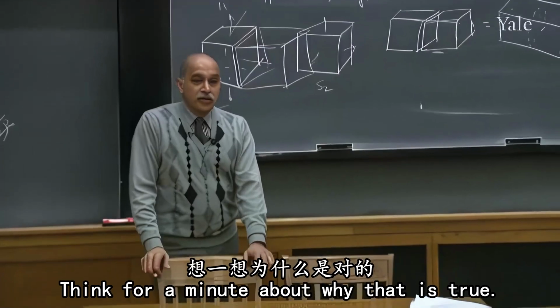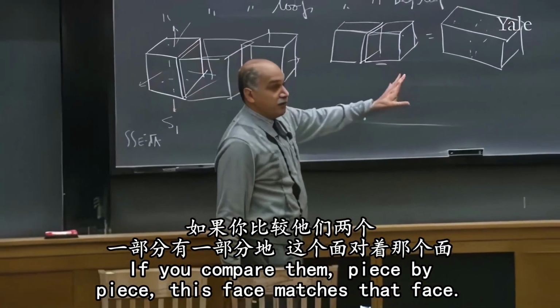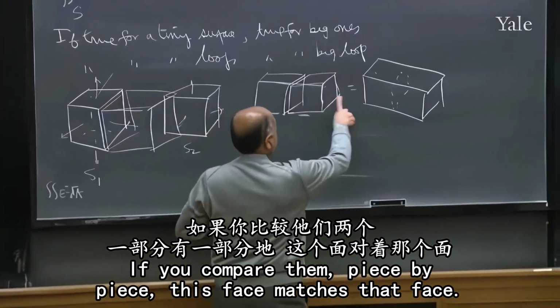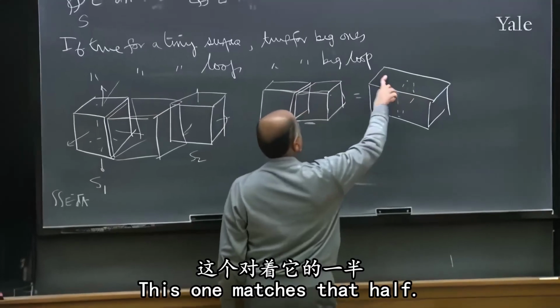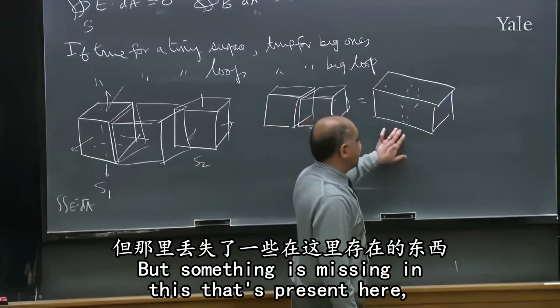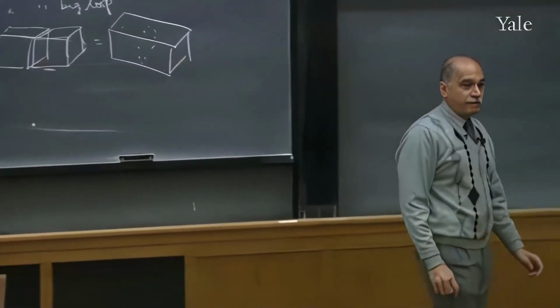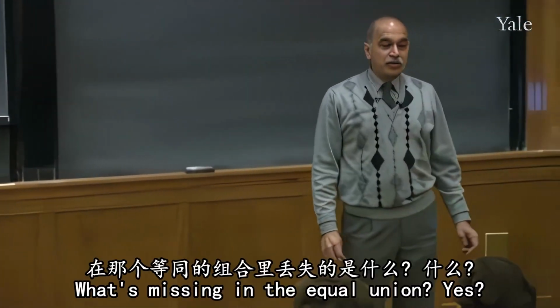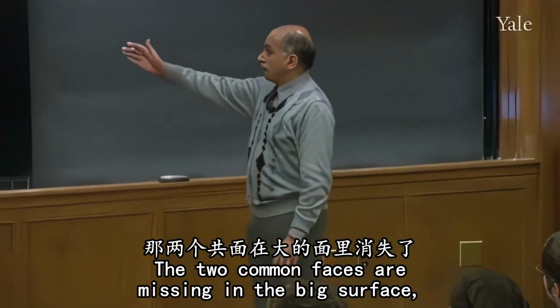Think for a minute about why that is true. If you compare them piece by piece, this face matches that face. This face matches this half. This one matches that half. But something is missing in this that's present here. Do you agree? What is it we don't have? What's missing in the union? The two common faces are missing in the big surface.